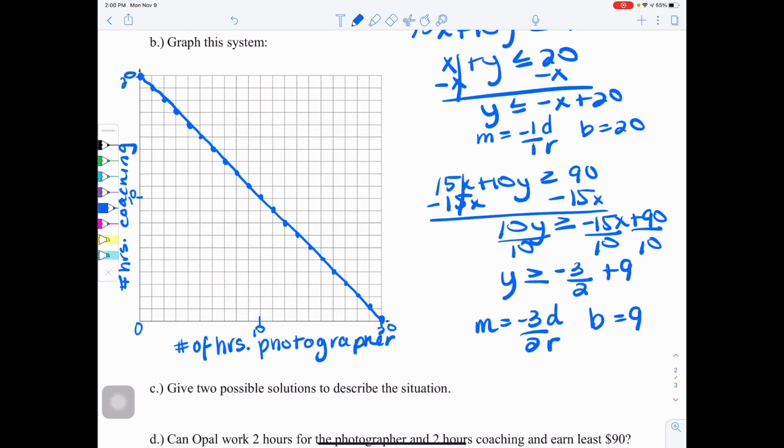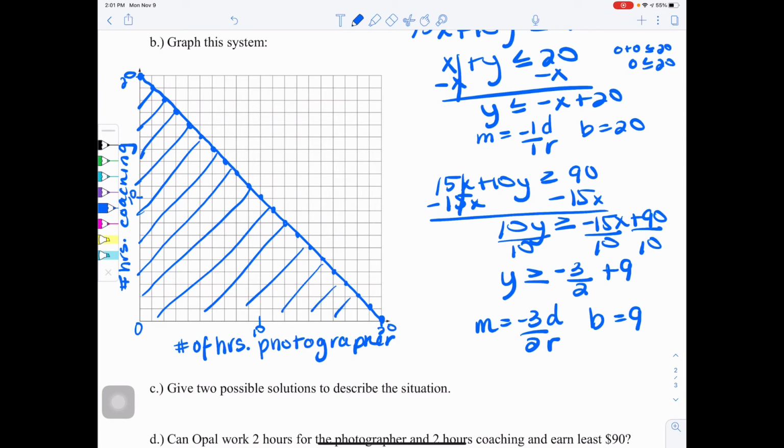The second thing, remember from last chapter or previous lessons, is to think about the shading. So think about checking the point (0, 0) in x + y ≤ 20. If I do that over here on the side, we'd have 0 + 0 ≤ 20. 0 is less than or equal to 20. That is a true statement. So I want to shade down towards (0, 0) for this inequality.